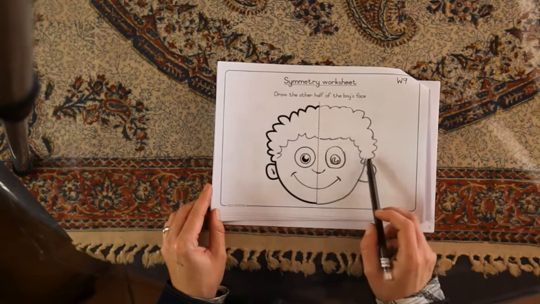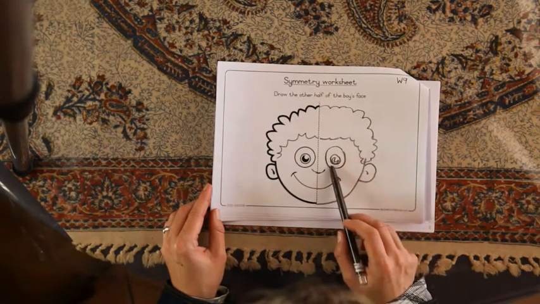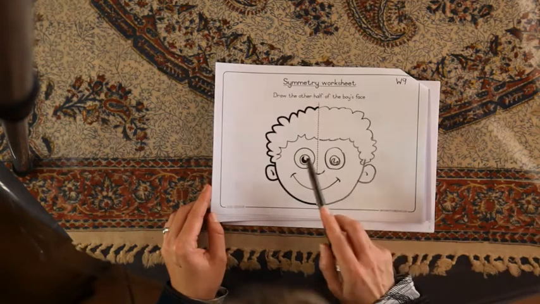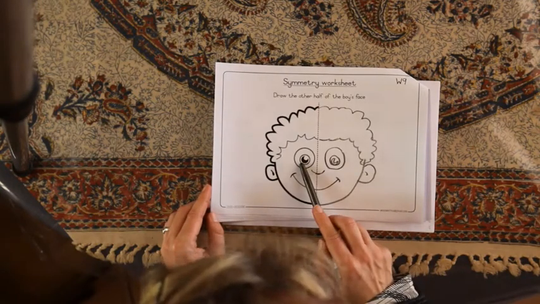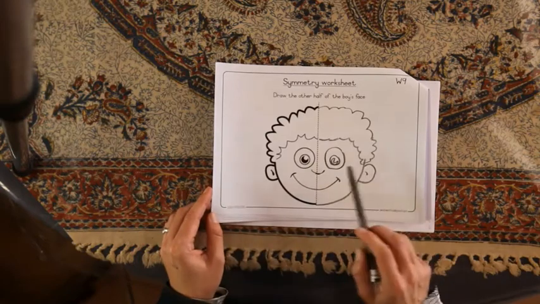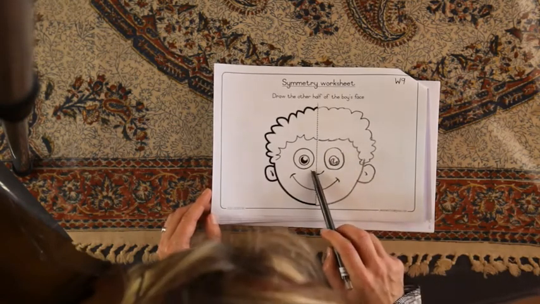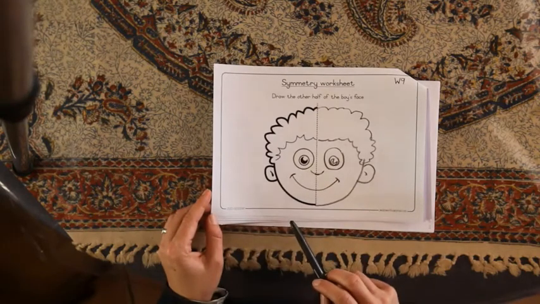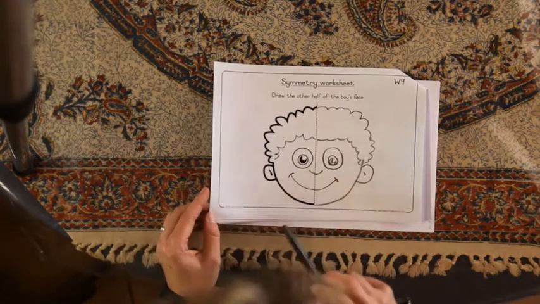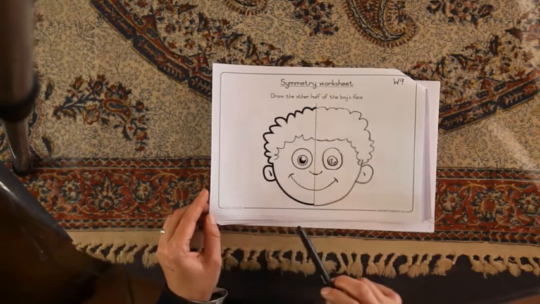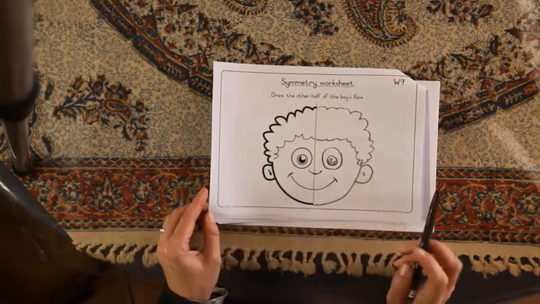I've done mine already, just the way they see it. Remember to remind them: yes, the boy has got one eye on one half of his face. Let's draw the other eye on the other half. The one part of his nose is on the one side. Let's draw the other side. See, half of the boy's mouth is on the one side. Let's draw the other side.